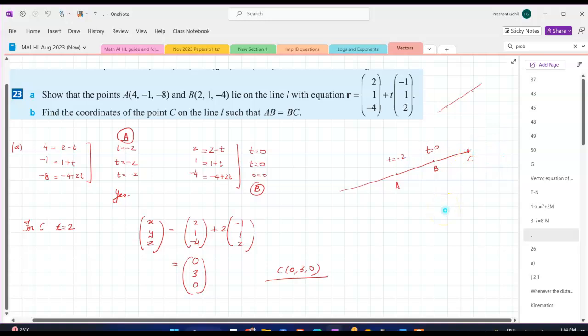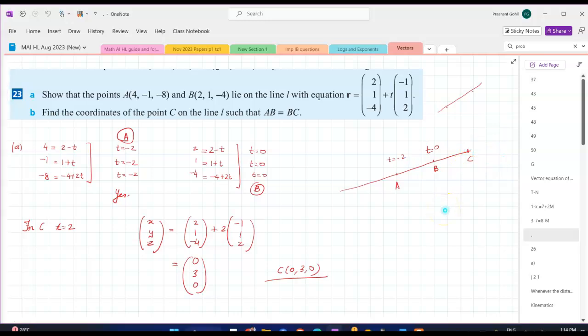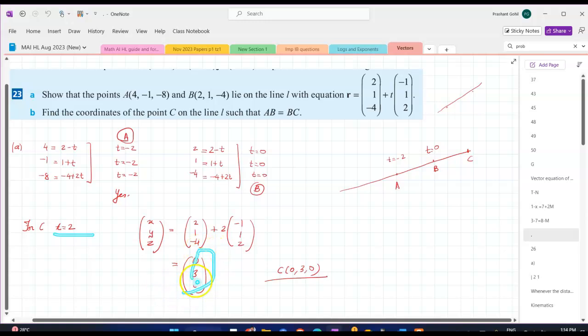So that's the use of the parameter. Parameter means every coordinate x, y, z corresponds to a parameter. So t is equal to 0 corresponds to this point on the line, and t is equal to minus 2 corresponds to this point on the line. That's the concept of parameter.